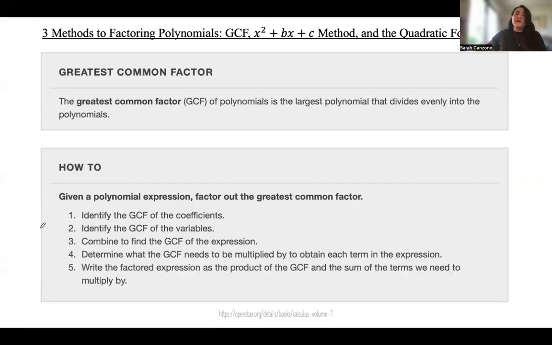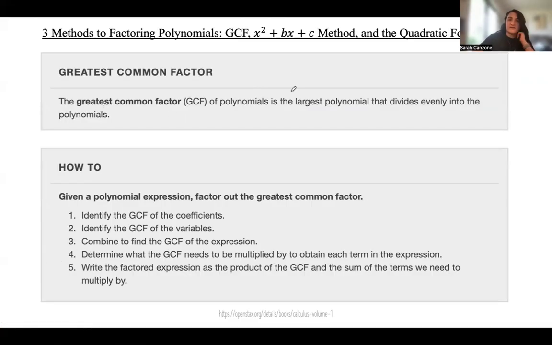All right, now the last big topic that we want to cover today is going to be factoring, but factoring encompasses a lot. So we have 3 different methods that we want to use in order to factor. We have this method called the greatest common factor. We have the x squared plus bx plus c method, and then we have the quadratic formula, which we've already touched on. So we have this idea of the greatest common factor.